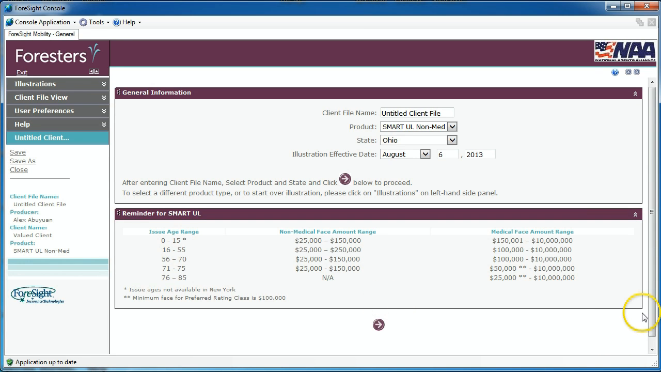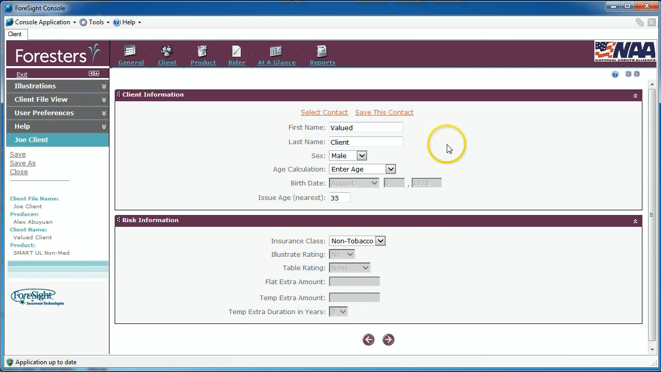There you go. All right, so going back to that 30-year-old, we're going to go SmartUL non-med. I guess there's a medical version, so we like non-medical. So let's say this is Joe, client. All right, and so let's go ahead and start putting the parameters in there. Age 30, we talked about being 30. Let's just say he's non-tobacco, okay?